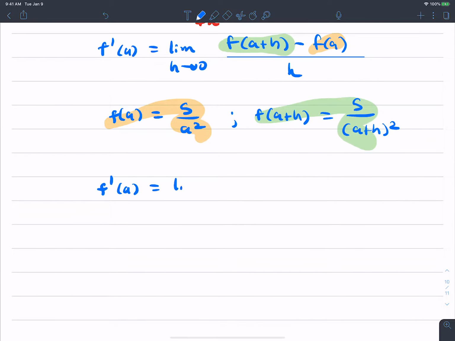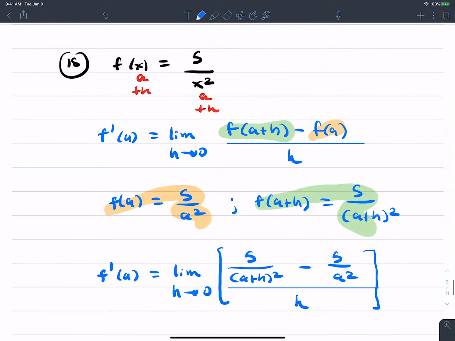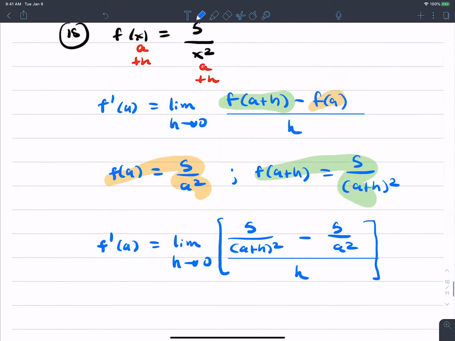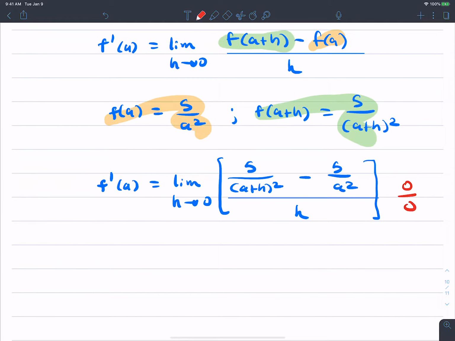F prime of a is the limit, h goes to 0, of 5 over a plus h squared minus 5 over a squared, everything over h. And I'll put this in a bracket here. All right. So we're plugging this into the definition again. And of course, if you plug in the value for h at this point, you'll get 0 over 0, and that's indeterminate. And I'll say you're going to subtract those rationals again.